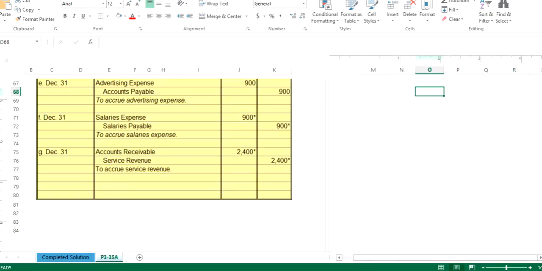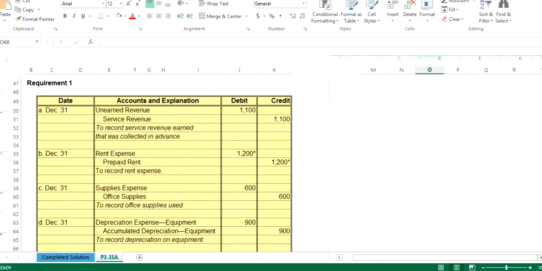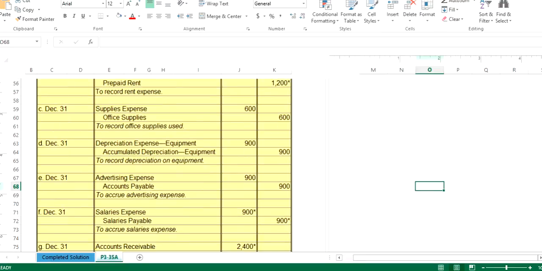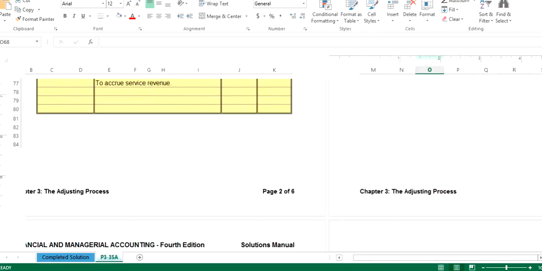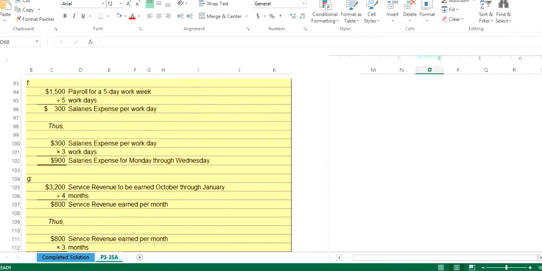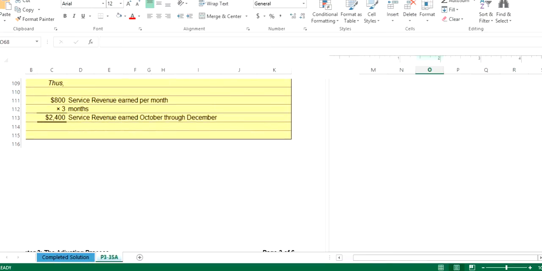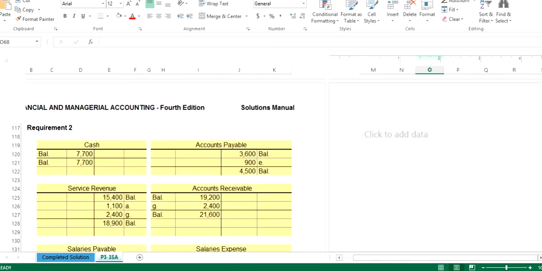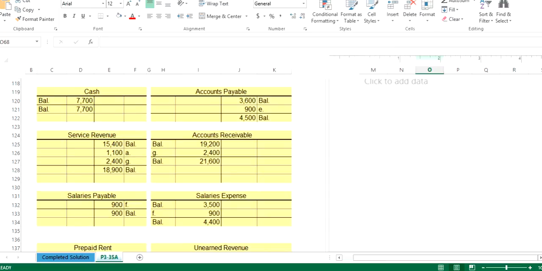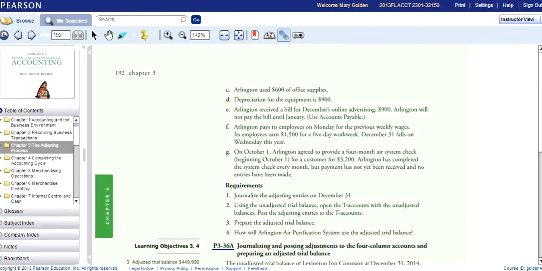Okay, so if you want to review these adjusting journal entries, here they are. And then those that needed calculations, the explanation is on the next sheet. On the next requirement, let's go back over here. Use the unadjusted trial balance. Open the T accounts with the unadjusted balances and post the adjusting entries to the T accounts.